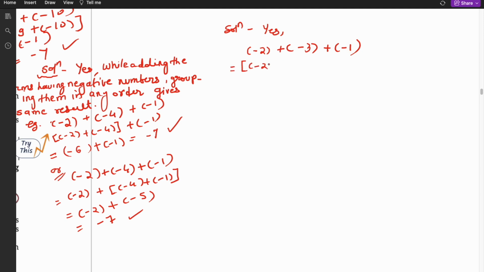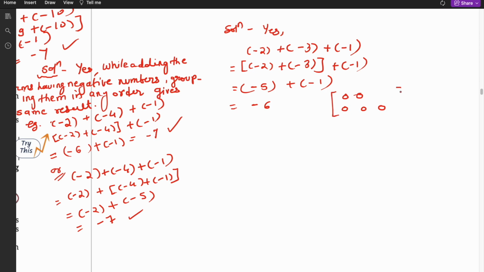So here -2 plus -3, the first two terms we added first, which comes -5 plus -1. So -5 plus -1 is -6. So here -2 then -3, we added both of them, and then we added -1. So our answer is -6.